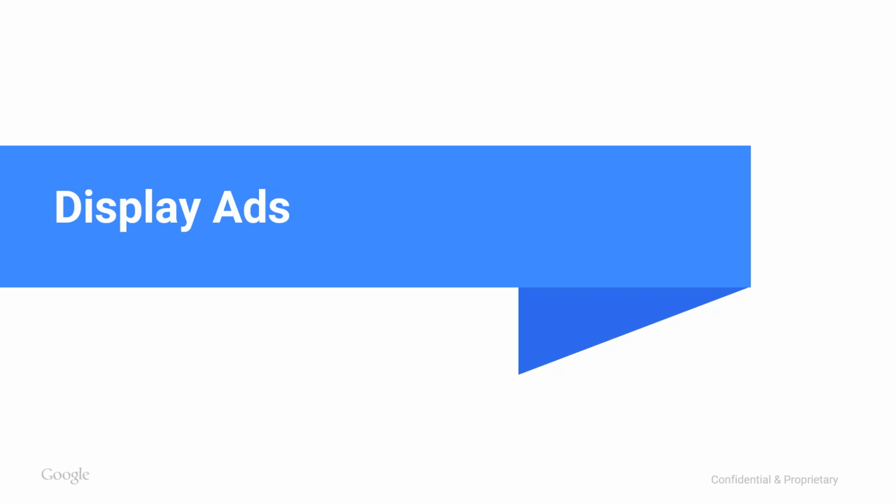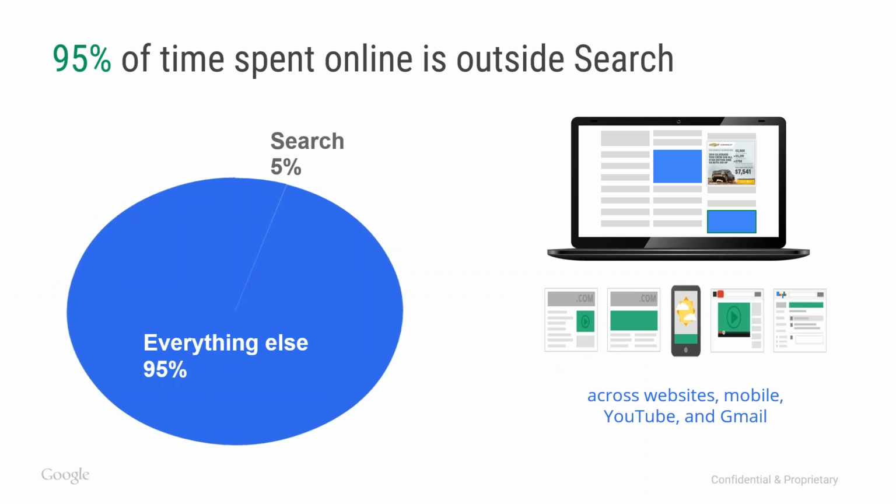Now let's move on to display. We have all spoken so much about search, but what percentage of time do we spend on search versus browsing content online? Do you want to take a guess? Surprising, isn't it? 95% of the time spent online is outside search.